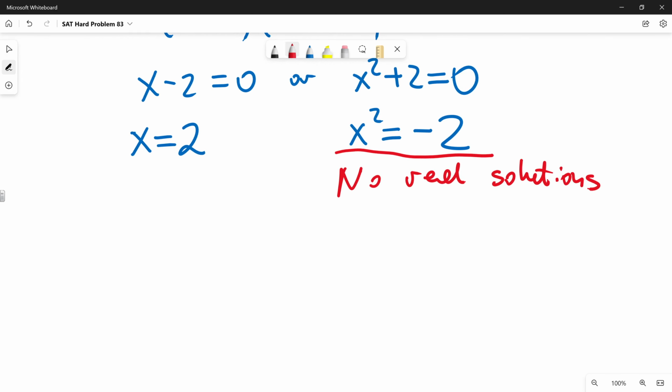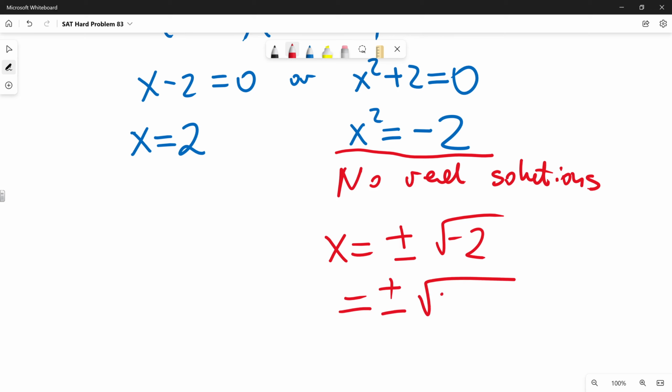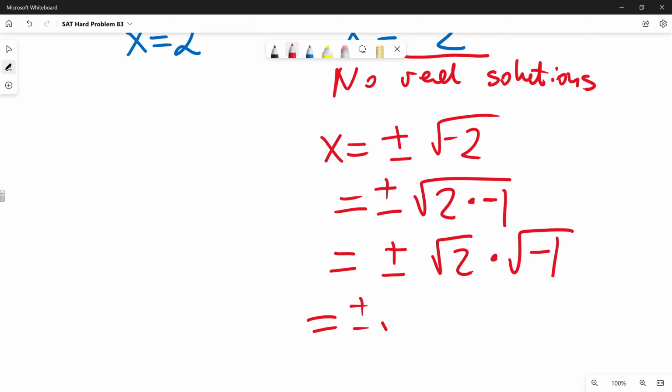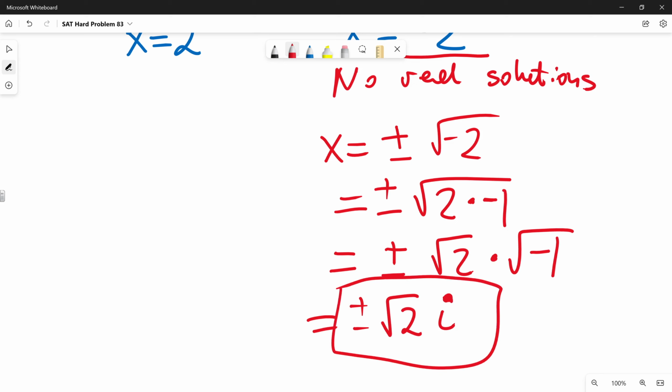I'll just solve them as well. So x will be equal to plus or minus square root of negative 2. Negative 2 is just 2 times negative 1. Now, using properties of square root, this will be plus or minus square root of 2 times square root of negative 1. So this will be plus or minus square root of 2 times i. And I have two imaginary solutions.